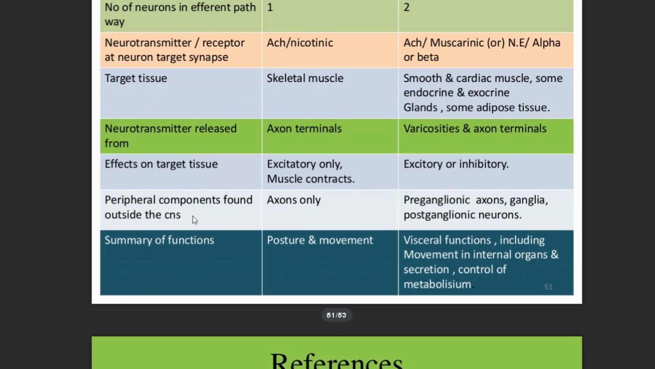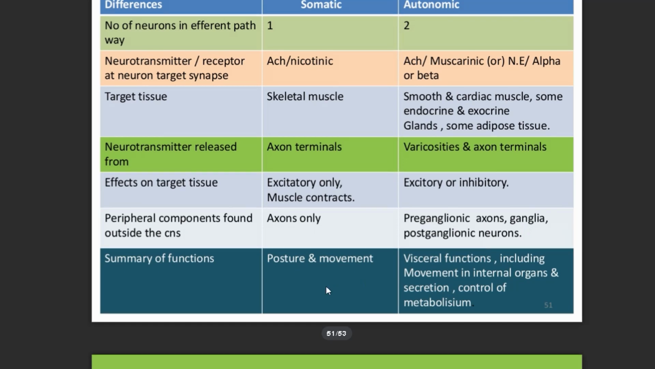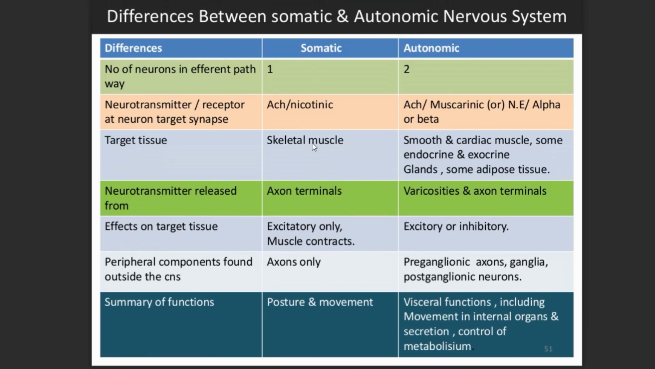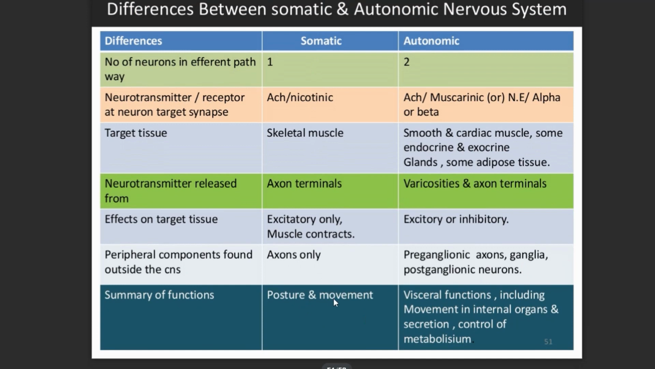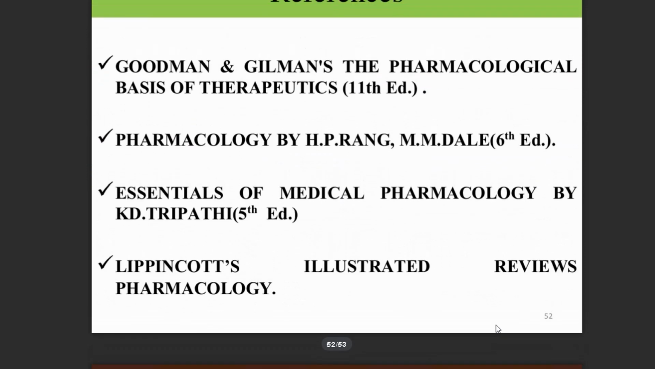For peripheral components found outside the CNS, somatic has axons only, whereas the ANS has preganglionic axons, ganglia, and postganglionic neurons. Summary of functions: somatic helps maintain our posture and movement, whereas autonomic maintains the visceral functions, including movement in internal organs, secretion, and control of metabolism.